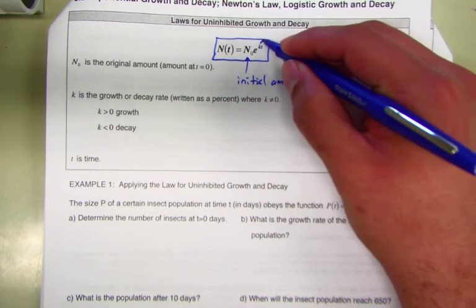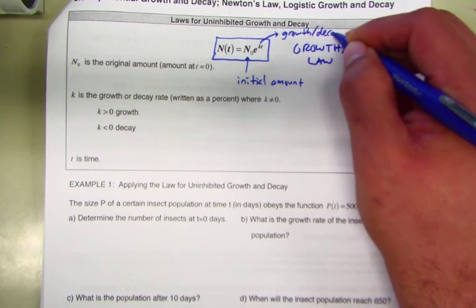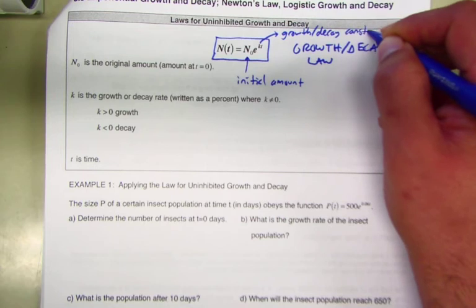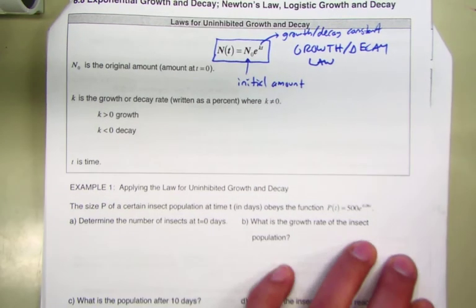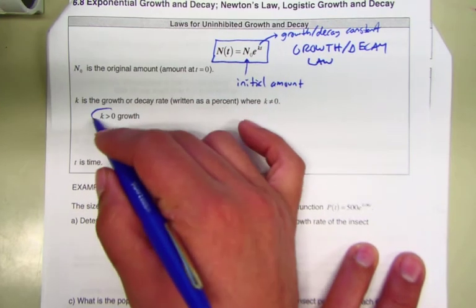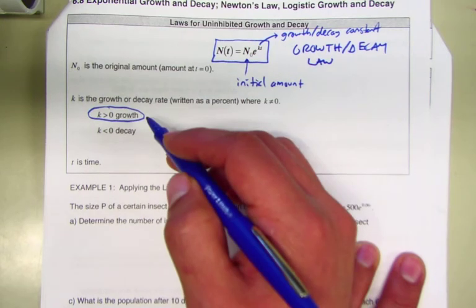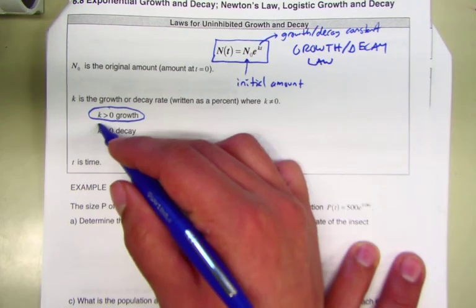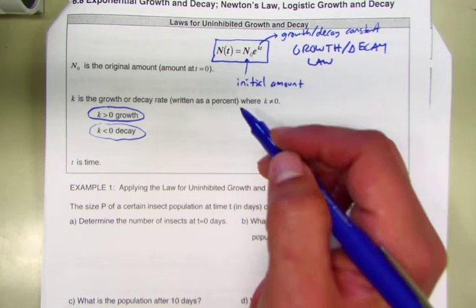This k up here, that's your growth or decay constant, depending on what's happening. If things are growing and we get more and more, then it's a growth constant. If things are disappearing and there's less and less as time goes on, then it's a decay constant. And here's how we know which one it's going to be. If we have a positive number there for our k, then it's a growth function. If this is a negative value in the constant, then it's going to be a decay function.